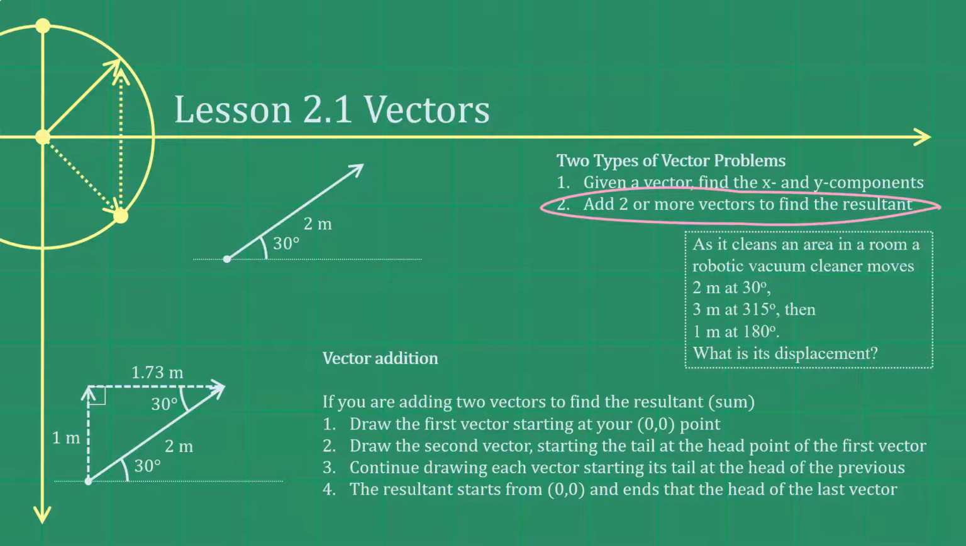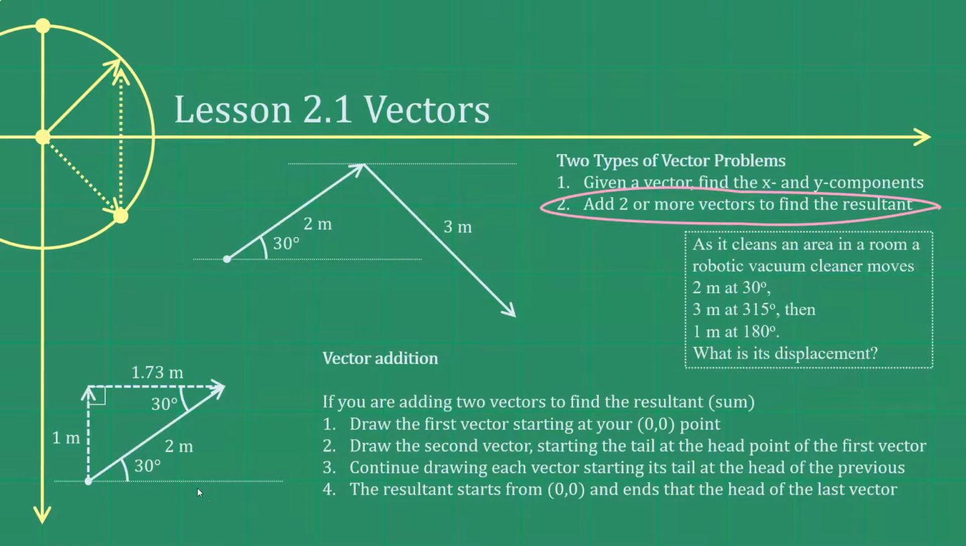So I've got the robotic vacuum cleaner moving 2 meters at 30 degrees. The next vector is going to be 3 meters at 315 degrees. Ooh, that's all the way around in quadrant 4 of a coordinate plane. So that's going to look something like this. Notice that I started it at the head of my first vector.